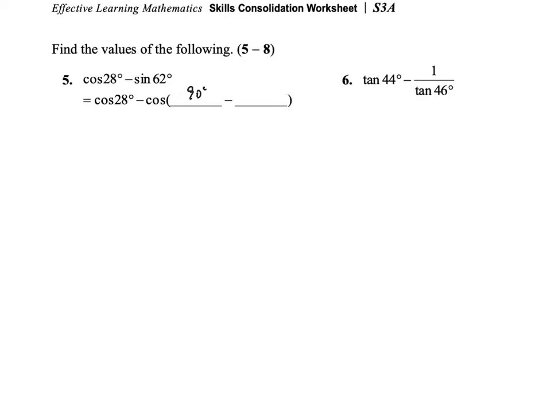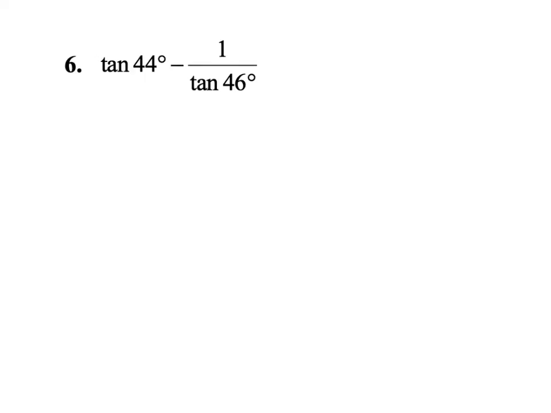This one, using the relationship between them, you will have cosine 28 degree minus cosine 28 degree, which equals 0. And this one, basically, you can change it back, okay? This one will be tangent of 90 degree minus 46 degree. So you have the same value here, which is tangent 44 degree as well. So you have 0 at the end.